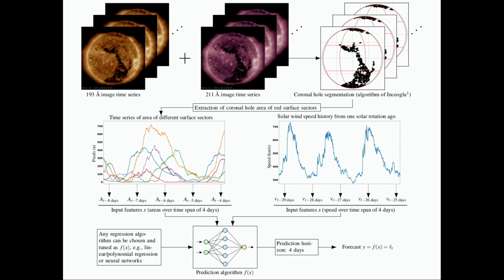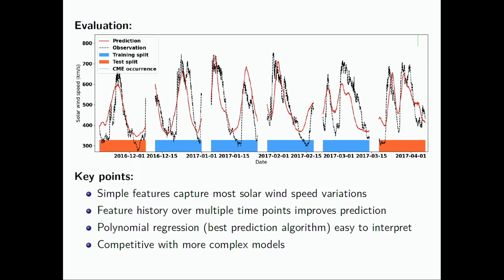I have tested this for several prediction algorithms. I started with very simple things like linear regression with my input features and polynomial regression, but also more complex things like neural networks and LSTMs. Surprisingly, the method that performed the best for me was a very simple polynomial regression of order 2, together with some L1 regularization. Here we can see the results for a time frame of a couple of months.